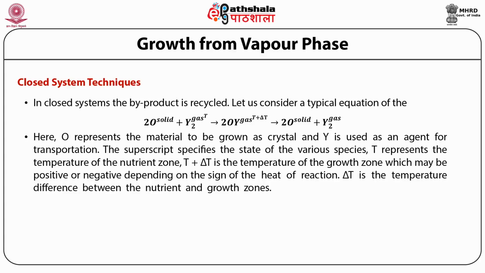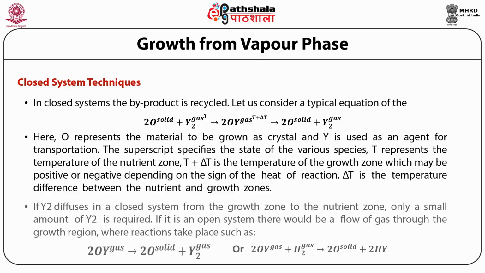If Y2 diffuses in a closed system from the growth zone to the nutrient zone, only a small amount of Y2 is required. If it is an open system, there would be a flow of gas through the growth region where reactions take place, such as 2OY(gas) leads to 2O(solid) + Y2(gas), or 2OY(gas) + H2(gas) leads to 2O(solid) + 2HY.